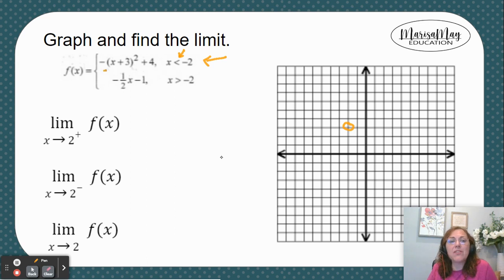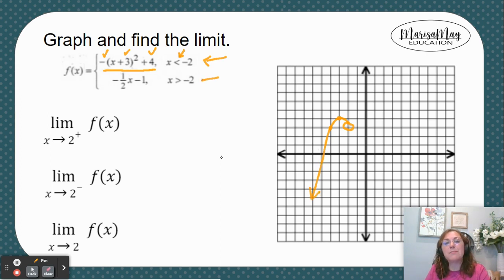Now I'm going to graph the rest of this function, but only to the left of -2. So I see it's a parabola, turns down, has a vertex at (-3, 4). So (-3, 4) would look like this. And remember, it's a parabola turning down. So I can plot a few more points, but they're going to look something like that.